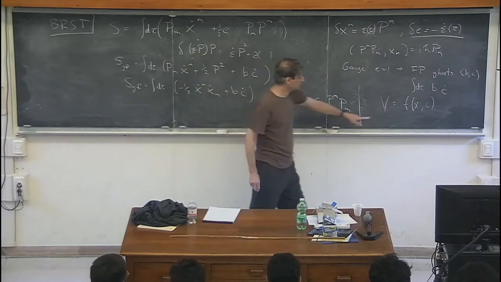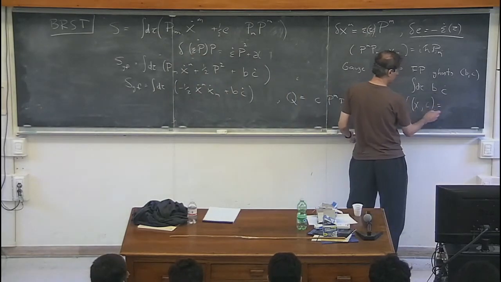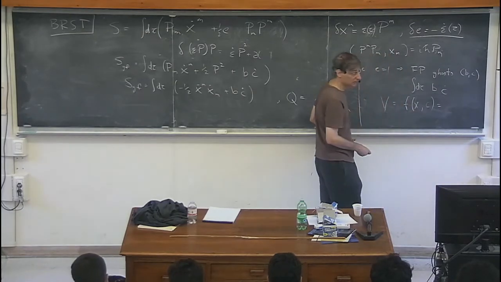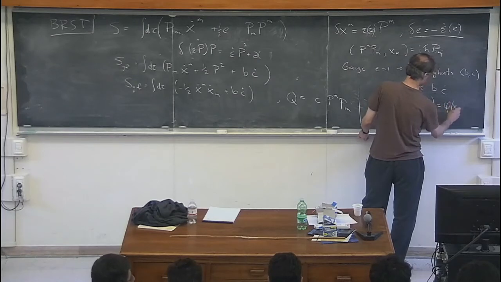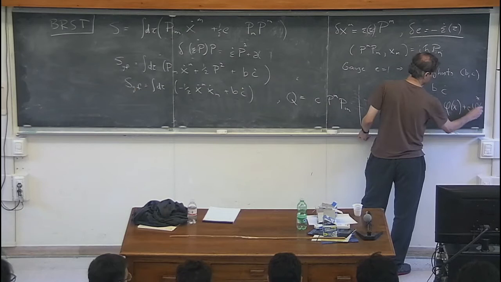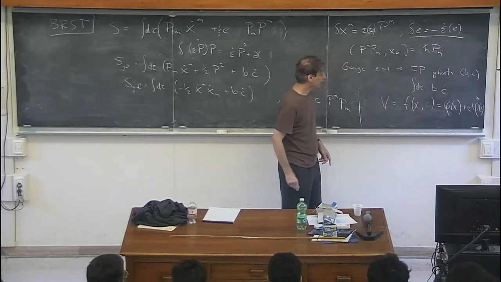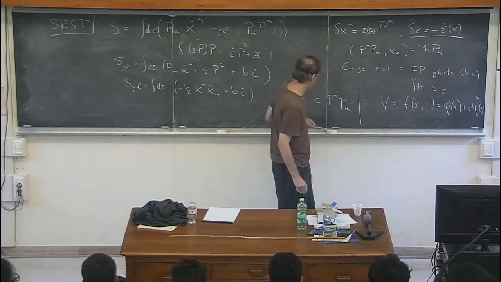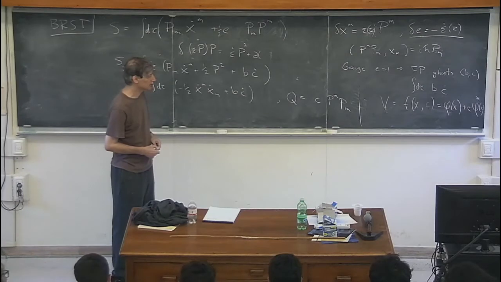So c is anti-commuting. So in general, this has two possible terms. Either it doesn't have the c or it does. So let's call this, I guess, phi of x. And I'll write this as c phi star of x. So this is the general state. And now we want to decide when this state is in the cohomology of Q. And those will describe the physical states.